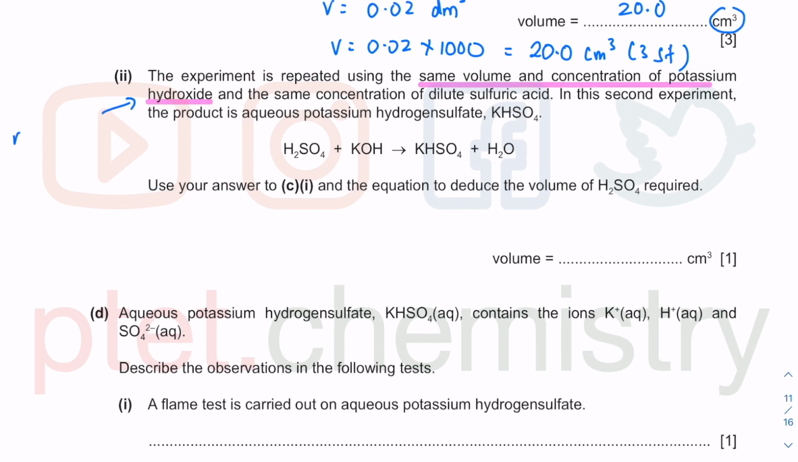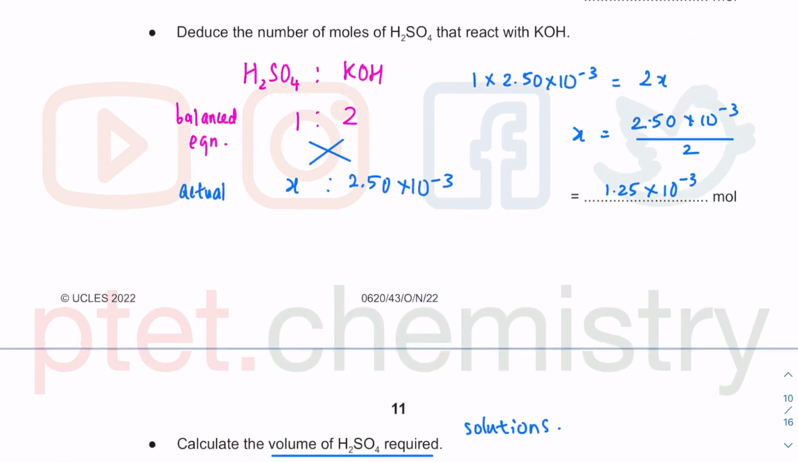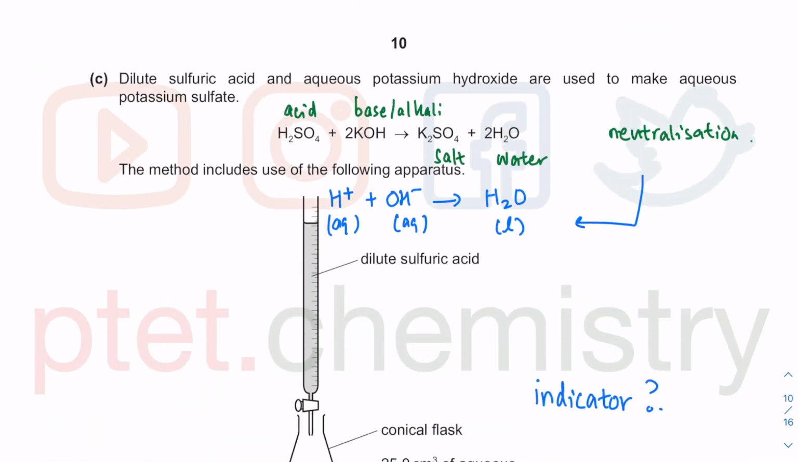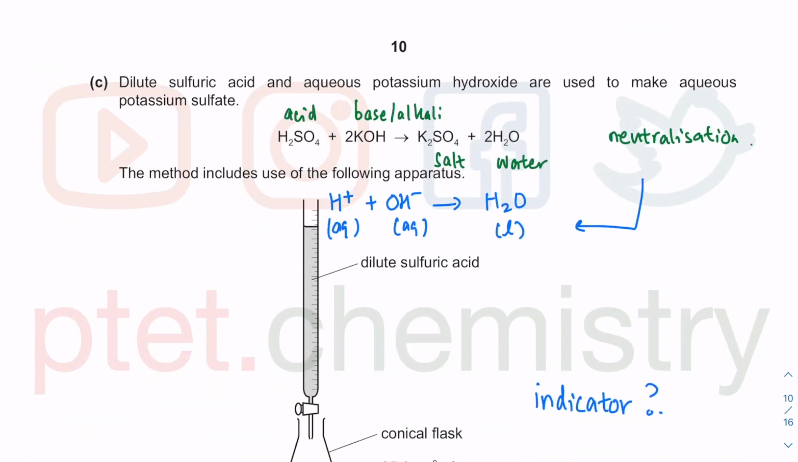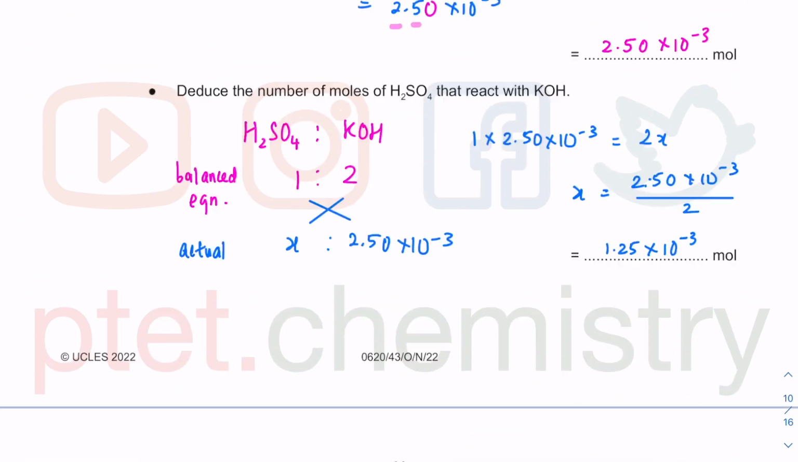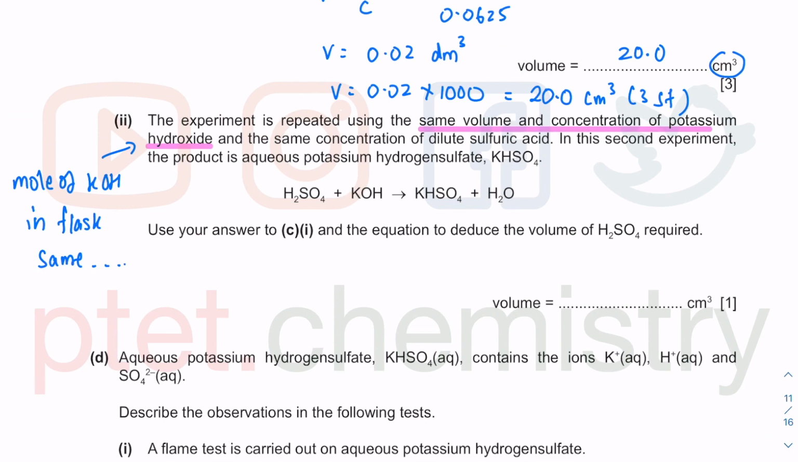So this means that the mole of potassium hydroxide in the conical flask is the same as before. Previously you used sulfuric acid and made potassium sulfate, K2SO4, and that's why you needed only 1 mole of acid to 2 mole of KOH. But now you're saying that the acid does not give you both the H plus. The acid only gives you one H plus, but you still have the same amount of KOH inside the conical flask.